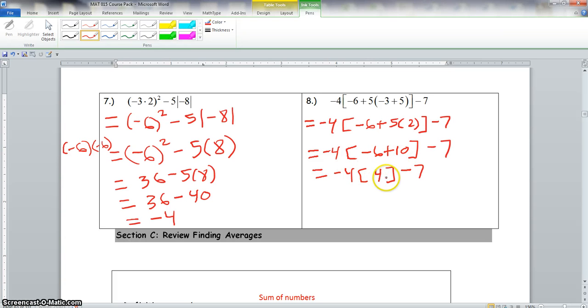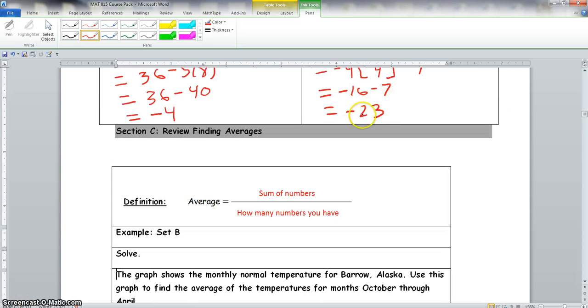So now we cannot do anything else inside this bracket, so we'll have multiplication and subtraction. So we'll do multiplication first. Negative 4 times 4 will give us a negative 16 minus 7. And we know negative 16 minus 7, we will add them together. That will give us 23 and carry the sign. Because remember, in our head, we should be thinking negative 16 plus a negative 7. And they have the same sign, so you add them together. So again, our final answer for this problem here was negative 23.